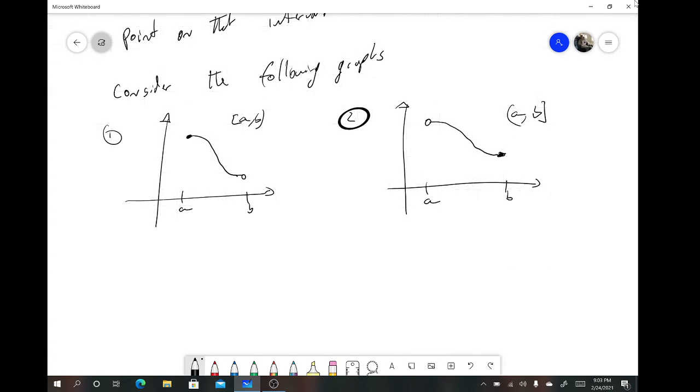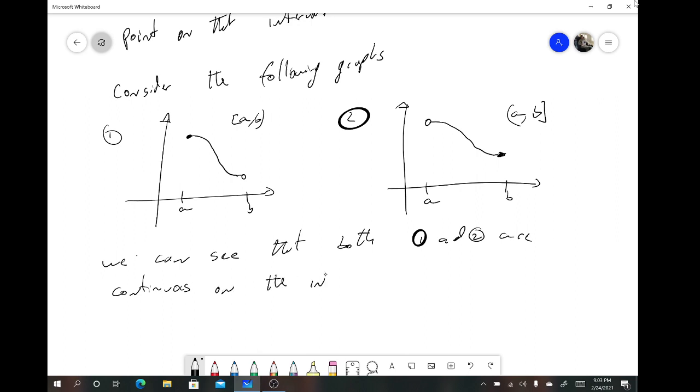Alright, so these functions, we can see both of these functions are continuous for all x's in the interval A and B, the open interval. We can see that both 1 and 2 are continuous on the interval AB. This is an open interval, so keep that in mind. This is an open interval.